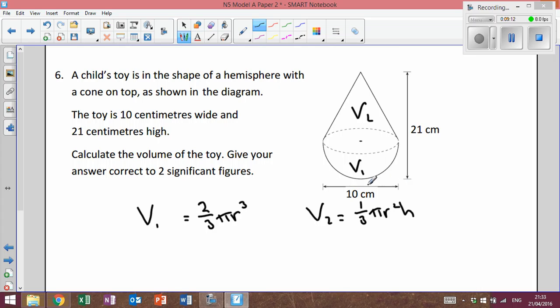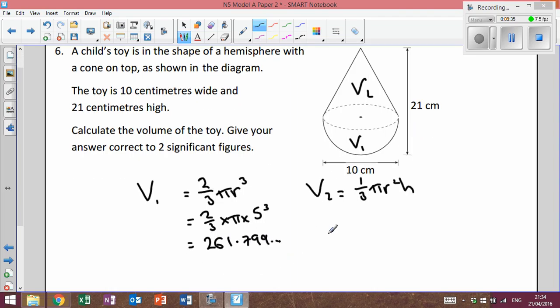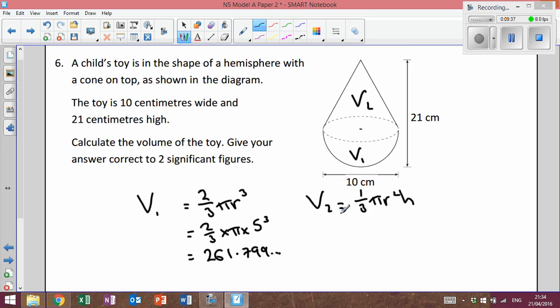Okay, now we know that sphere is 2/3 times pi times 5 cubed. So let's calculate that first. Which is 261.799 and so on. Now here the cone is 1/3 times pi times the radius, which is 5 squared, times the height. Alright, so right here, there's a tricky bit.